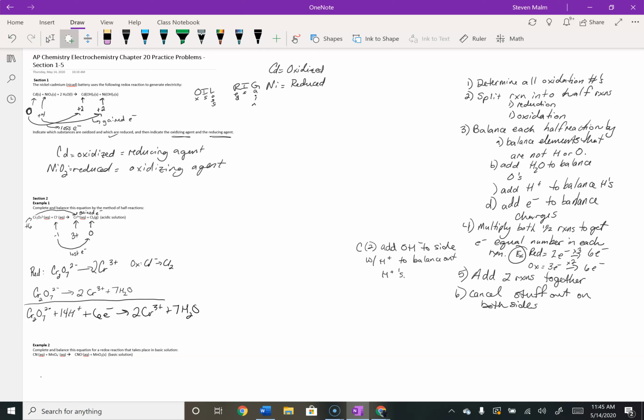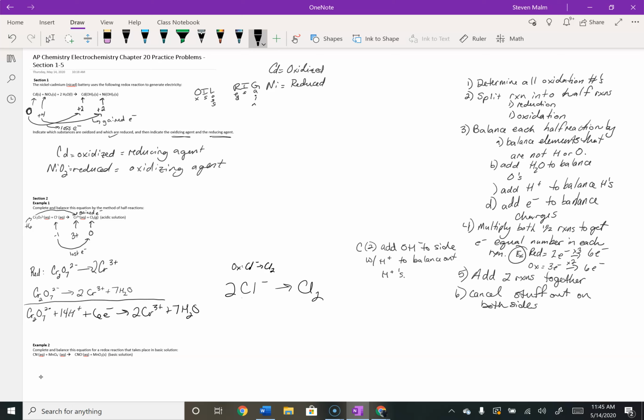Our next thing to do is going to be to balance the oxidation reaction. And one of the things you may notice in the oxidation reaction is that there is no oxygen to balance. So really what we're going to be doing here is we're just going to balance the charges. So let's go through the whole thing. So balance elements that are not H or O. So first thing we have to do is put a 2 in front of the Cl minus.